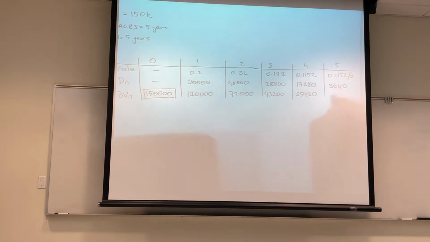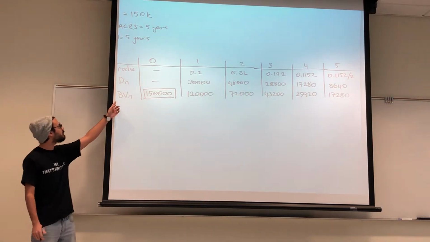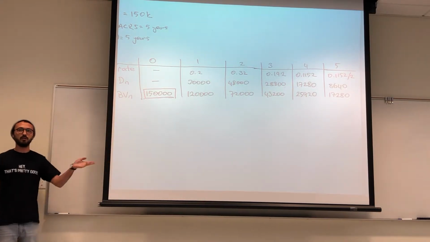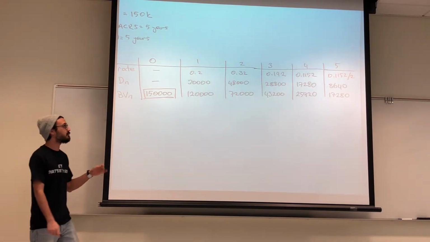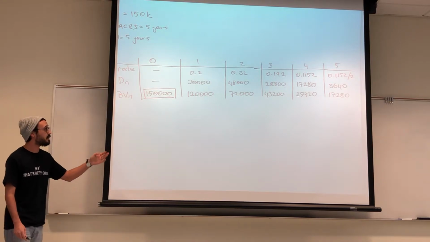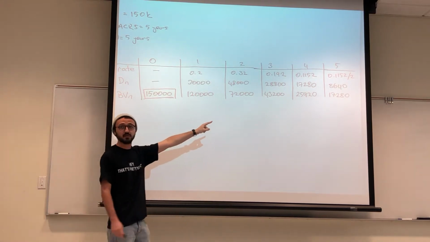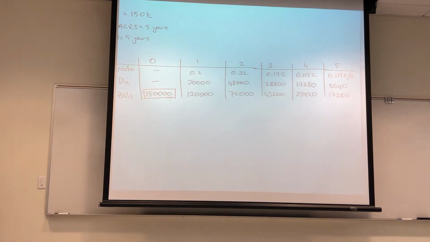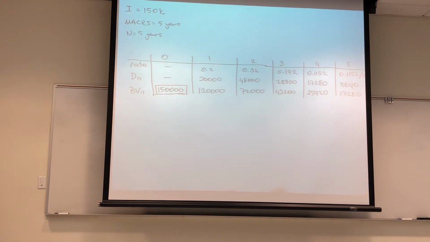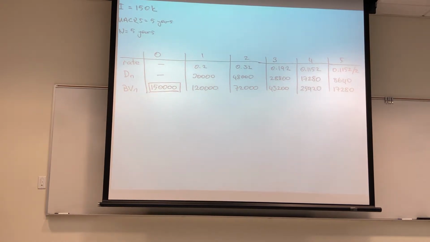8,640, 17,280. Okay. Some of you might ask, hey, why did we do the book value? We don't have it in the income statement or the cash flow statement. We do the book value because eventually we're going to sell this thing we bought. So the book value at the end of the study period will be compared to our salvage value. So it's always good to do this while you're making the depreciation schedule. So this is how we make a depreciation schedule in 3 minutes.